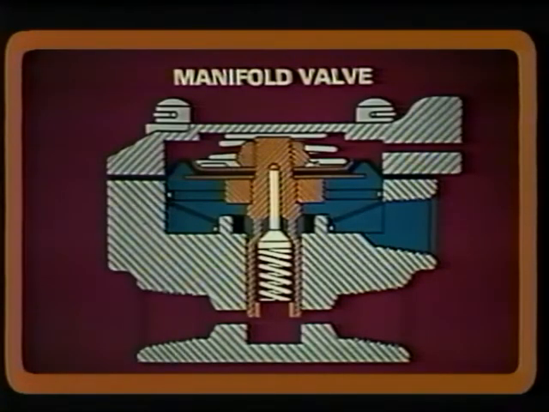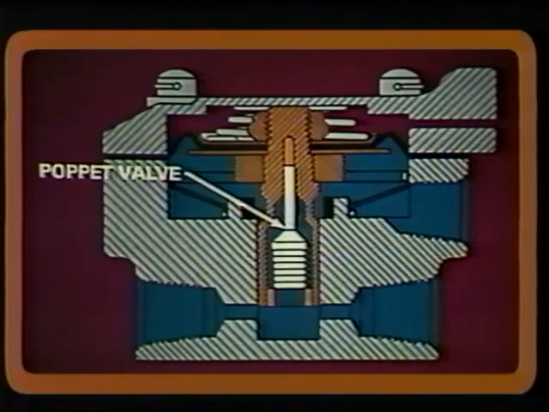The manifold valve used by the Teledyne Continental fuel injection systems not only provides uniform distribution of the fuel to the cylinders, but assures a positive shutoff of the fuel when the mixture control is placed in the cutoff position. It also incorporates a poppet valve that prevents fuel flowing to the nozzles until sufficient pressure has been built up in the valve. This assures that it is fully open and will do no metering.